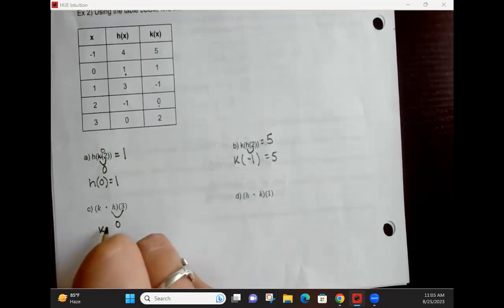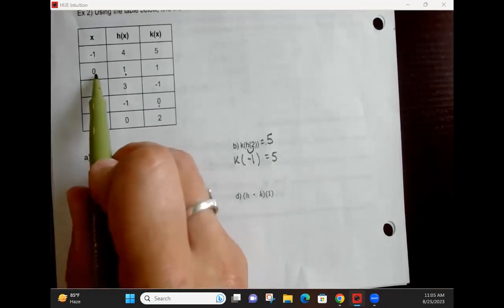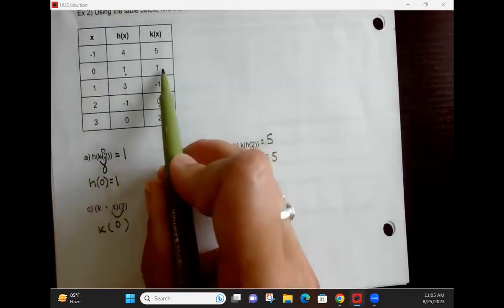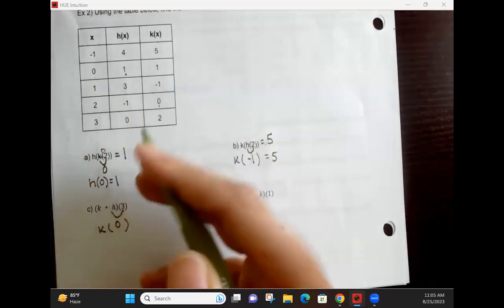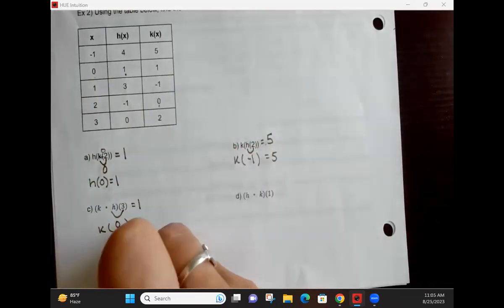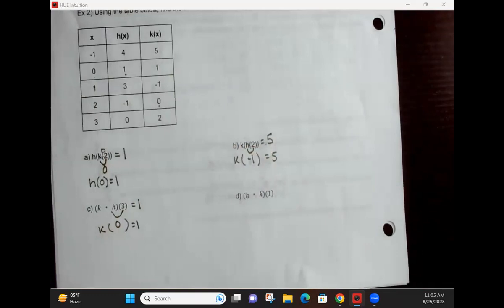And now we do K of 0. So I'm going to use 0 as my input. And I want to know if 0 is the input, what's the output for K? So I have to go all the way over to the K column, and I get 1. K of 0 is 1.